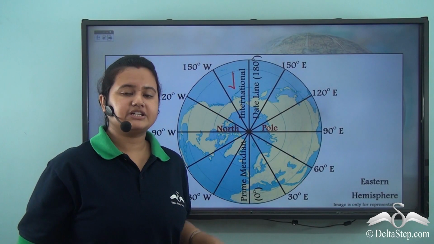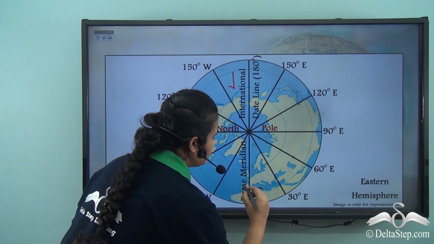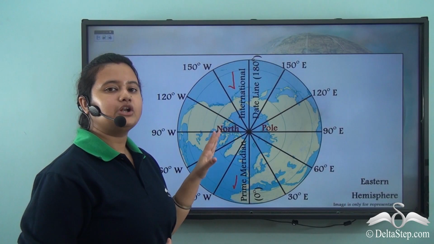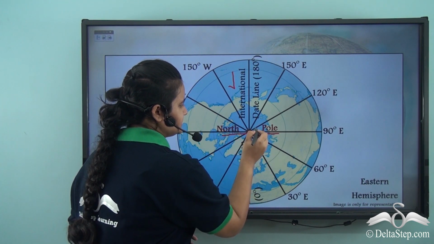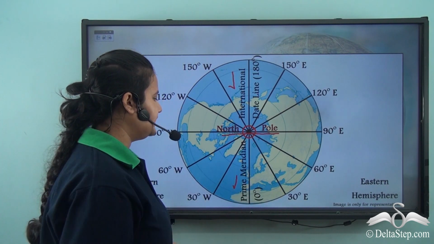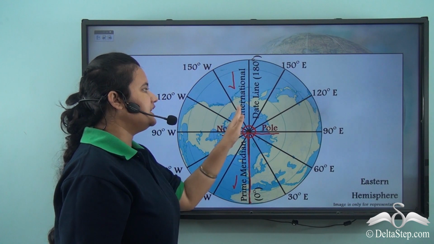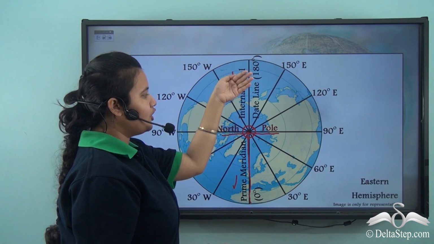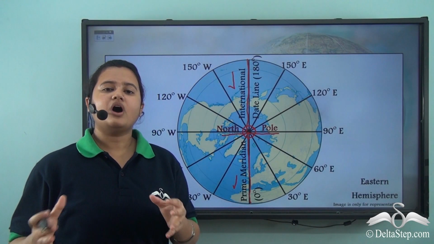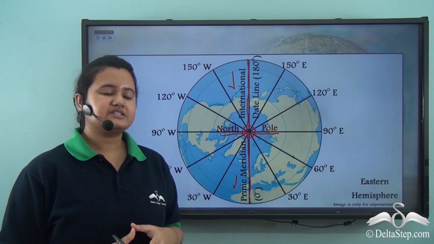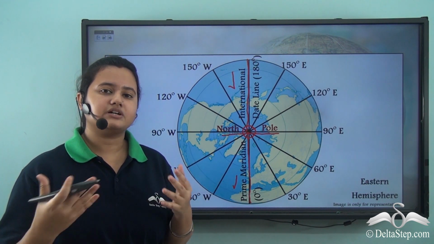Now, diagrammatically, this longitude lies exactly opposite to the prime meridian. So, if we look at the globe from the top view of the North Pole, that is, this point is the North Pole, then the prime meridian is this line, and the international date line lies exactly opposite to the 0-degree line. We shall now understand the time difference across this line. Let us see if there is any time difference at all.